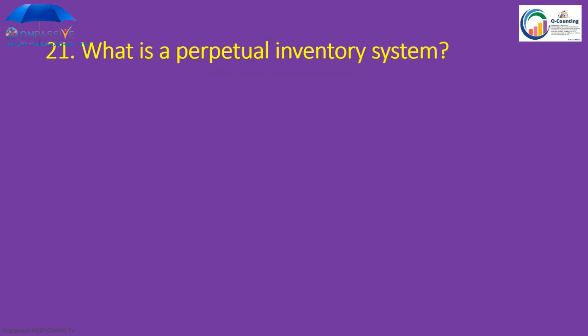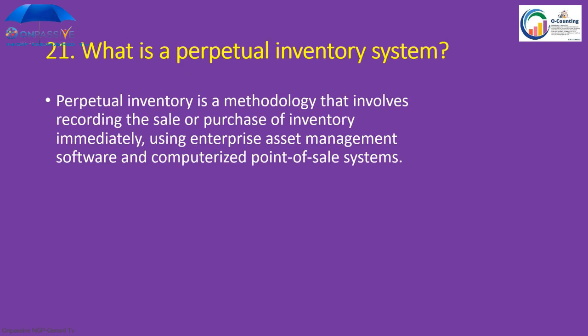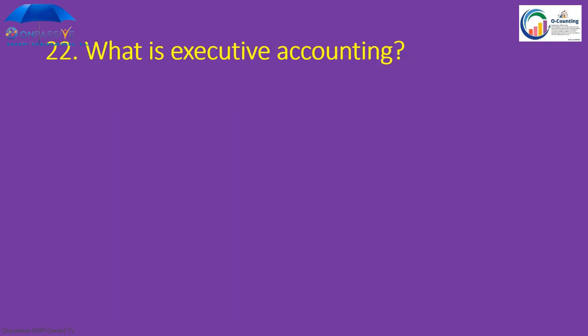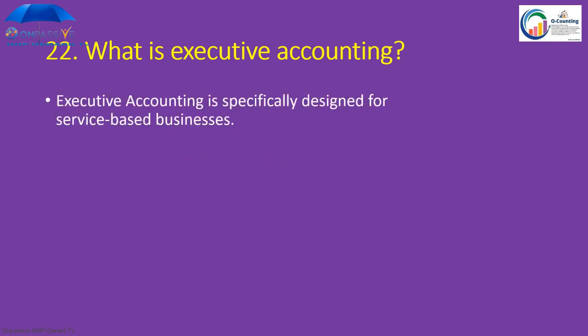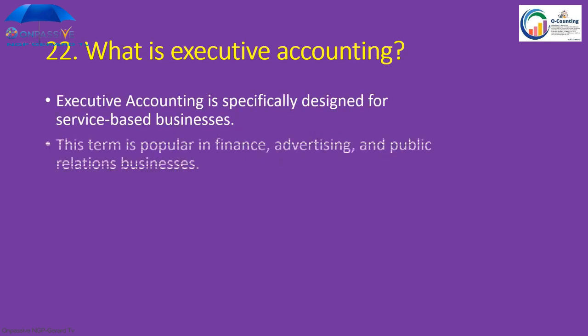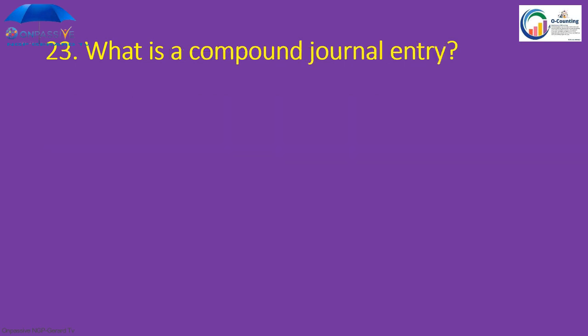What is a perpetual inventory system? Perpetual inventory is a methodology that involves recording the sale or purchase of inventory immediately using enterprise asset management software and computerized point-of-sale systems. What is executive accounting? Executive accounting is specifically designed for service-based businesses. This term is popular in finance, advertising, and public relations businesses.